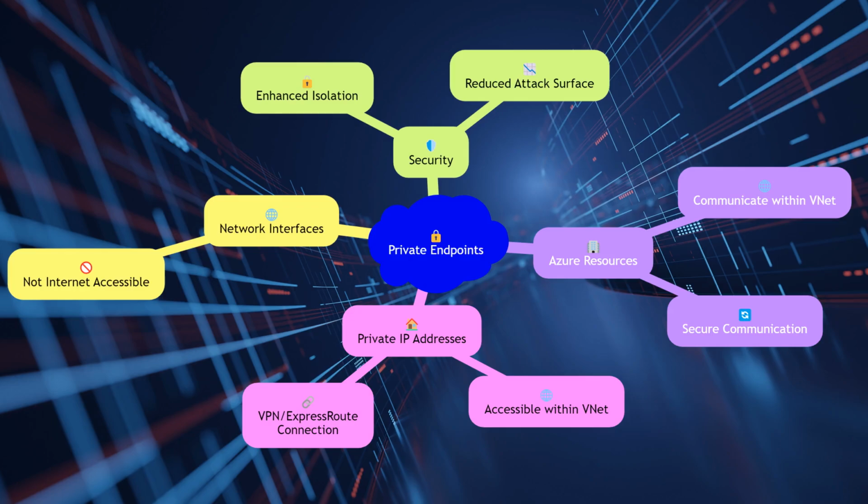Private endpoints, in contrast, are network interfaces that are not accessible over the internet. They allow Azure resources to communicate within a virtual network, VNet, securely. Private endpoints are assigned private IP addresses, making them accessible only within the VNet or through a VPN or ExpressRoute connection. This isolation enhances security by limiting exposure to the internet and reducing the attack surface.